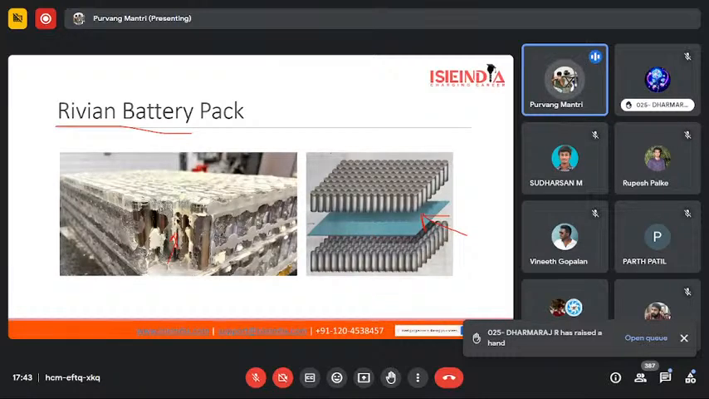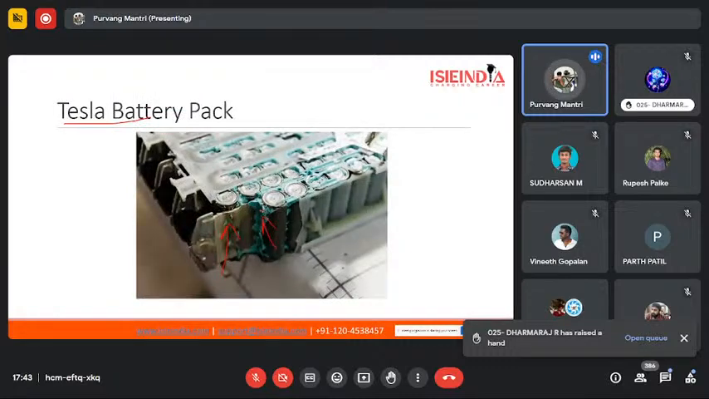But compared to Tesla, there have been experiments where they took the foam out of the Rivian battery pack and the Tesla battery pack and deliberately burnt it. Tesla's foam, this one, would catch fire, and the fire would prolong for quite some time unless it is extinguished by an external method.